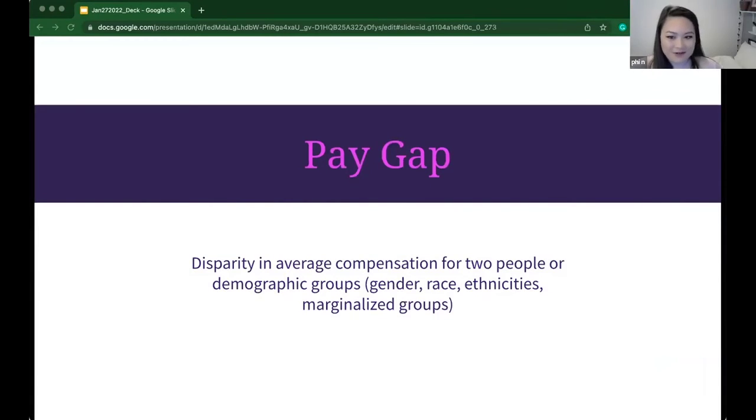So now that we've covered the main differences between pay equity and pay transparency, let's dig a little deeper into some of the common buzzwords and vocabulary around this topic. And pay gap. Pay gap is the hot subject right now, and it is essentially defined as the disparity of average compensation for two people or demographic groups, and that would cover gender, race, ethnicities, and other marginalized groups. Next slide.